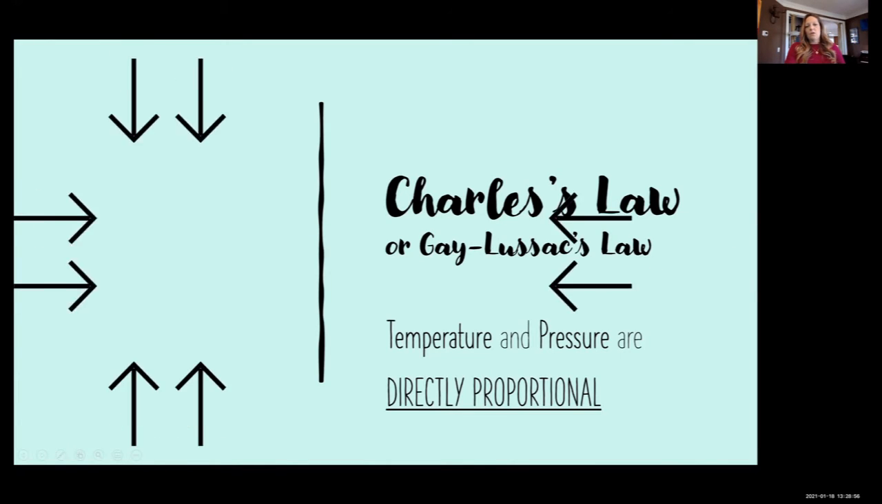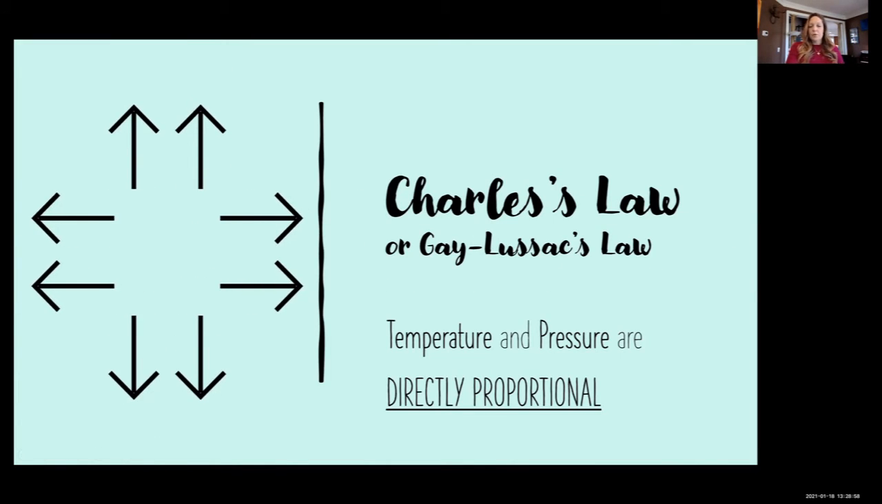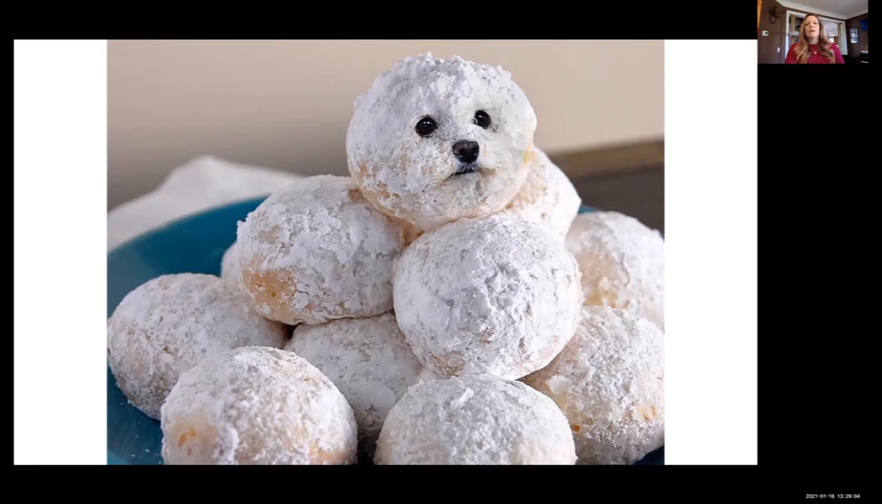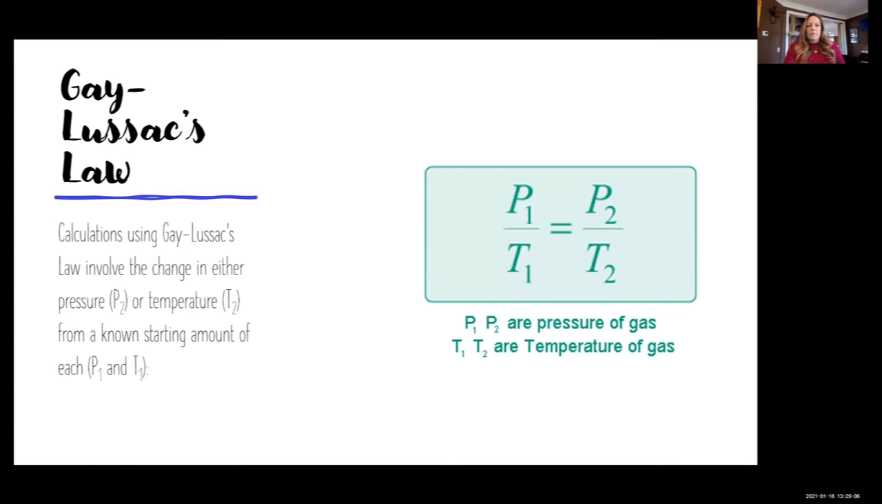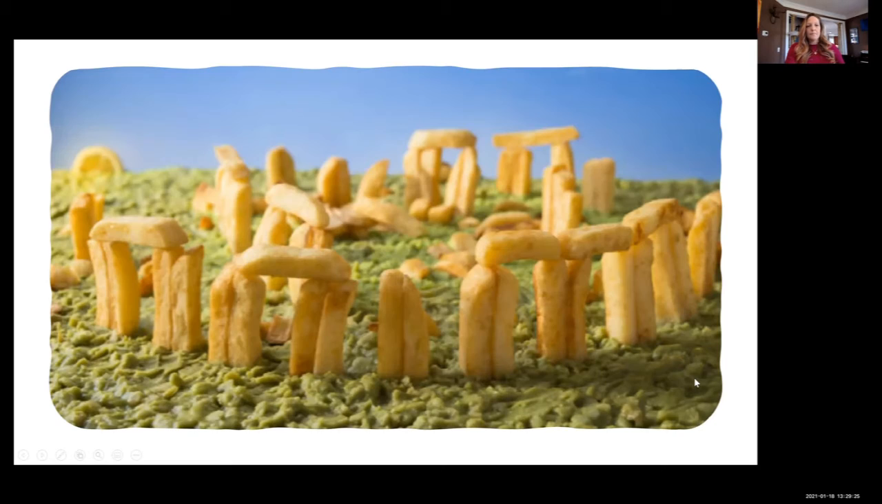So Charles's law, or Gay-Lussac's law, says that temperature and pressure are, again, directly proportional. One goes up, the other goes up. One goes down, the other goes down. So if you're doing calculations using Gay-Lussac's law, they involve the change in either pressure or temperature from a known starting amount. So again, this is just like the equation for our last one for Charles's law. You have your starting pressure, starting temperature, your ending pressure, ending temperature. Exactly the same idea.